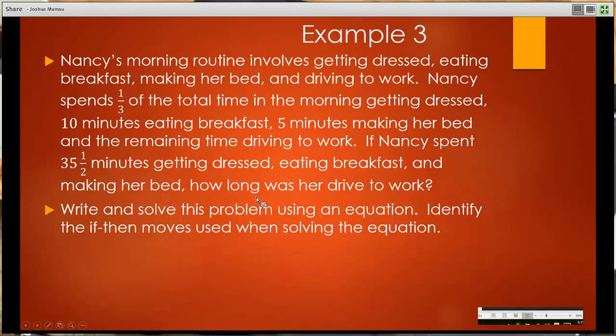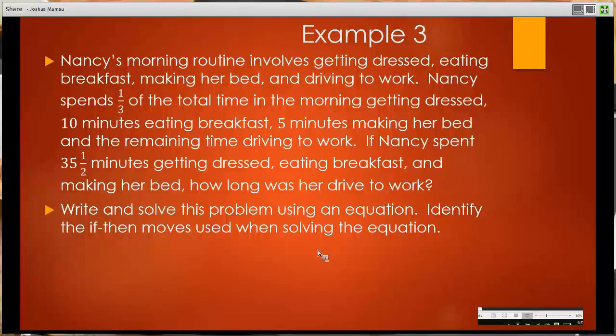Example 3. So here's the problem, and then we'll show the solution. Nancy's morning routine involves getting dressed, eating breakfast, making her bed, and driving to work. Nancy spends 1/3 of the total time in the morning getting dressed, 10 minutes eating breakfast, 5 minutes making her bed, and the remaining time driving to work. If Nancy spent 35.5 minutes getting dressed, eating breakfast, and making her bed, how long was her drive to work?